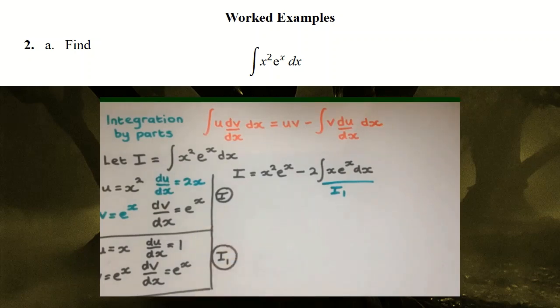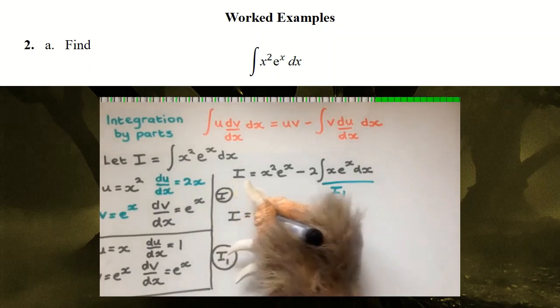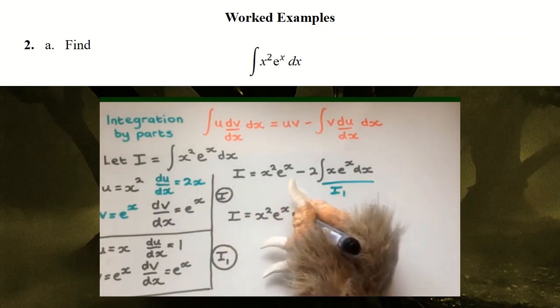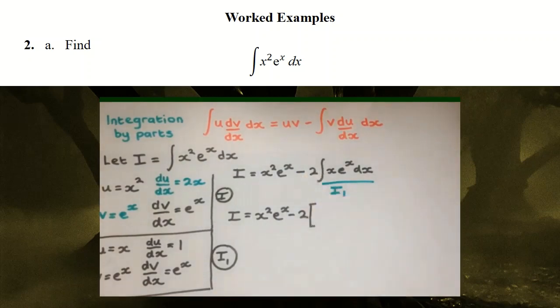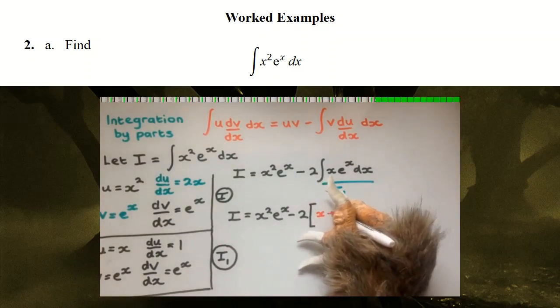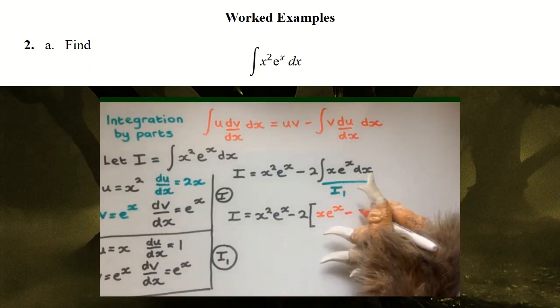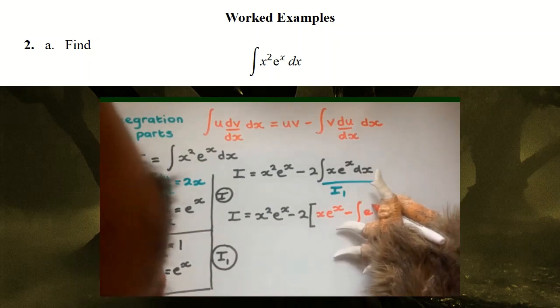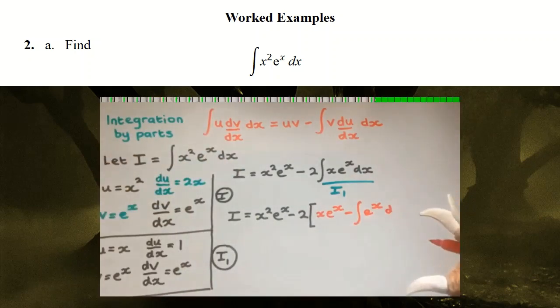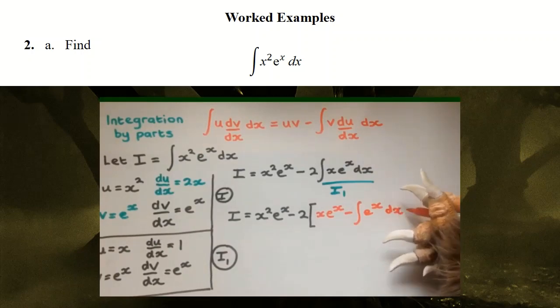Alright, now we're going to write this out properly. So for our second step, I is going to equal x squared e to the x, subtract 2 lots of, now we're going to apply integration by parts here again. I'm going to open a big square bracket, and then I'm going to put in the I1 stuff. Now remember, I1 is going to be uv, but u is x this time. So that's going to be x e to the x. Okay, and then subtract the integral of v du by dx. Alright, so that's going to be e to the x multiplied by 1. Now that's much better, isn't it? We don't have any problems integrating e to the x. We've just done it twice already. Okay, so that's dx there. Okay, and I'll close my big square brackets.